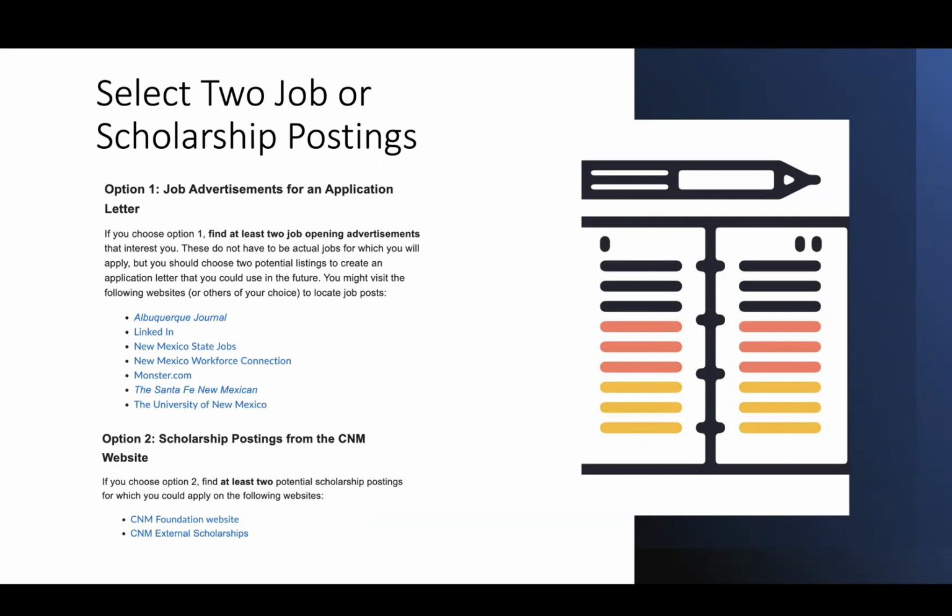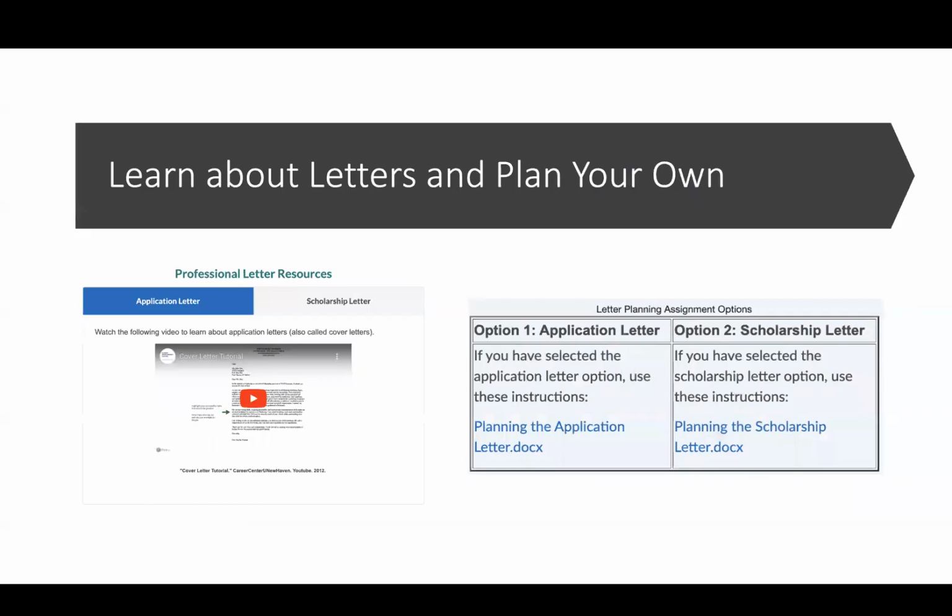If you've decided to select option 2, which is a scholarship letter, you should find 2 scholarship postings from the C&M website. And so look through the C&M Foundation website or the C&M External Scholarships, select 2 scholarships that may apply to you, copy and paste the information into a Word document, and submit the document in the course. And so we're gathering information about job or scholarship postings so that we can write our own professional letter.